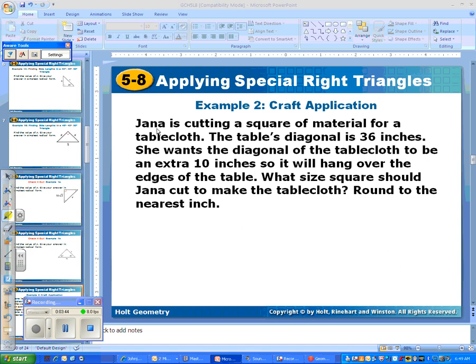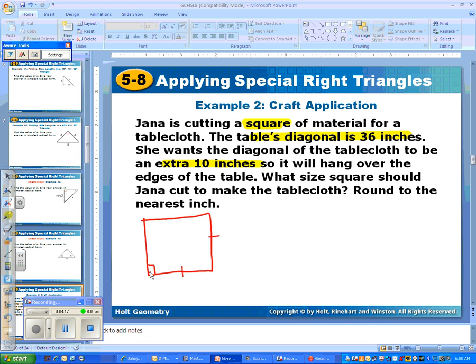And whenever, okay, so it says Janet is cutting a square, super important, of material for a tablecloth. The table's diagonal is 36 inches long, and she wants the diagonal to be an extra 10 inches long, so it'll hang over the edges of the table. That makes sense, right? What size square should Janet cut to make the tablecloth? So basically, if you drew a picture, we have a square, which you guys are super familiar with now that we've done chapter 6 already. We jumped around. We know the square has right angles, and the sides are the same.